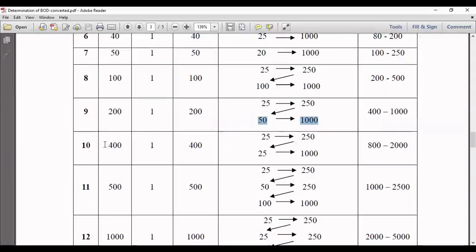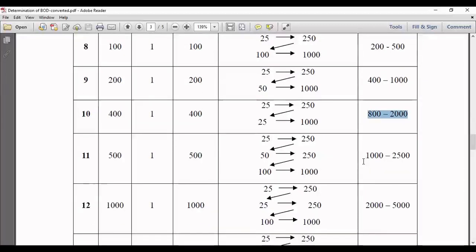So similarly for a dilution factor of 400, we have taken 25 ml of original sample, diluted it to 250 ml, extracted 25 ml and diluted it to 1000 ml. So in the first step we have achieved the dilution factor of 10, and in the second step a dilution factor of 4. So 10 into 4 comes out to be 400, and the corresponding range of BOD, that is 800 to 2000, is given here. Up till now we have seen the double dilution.